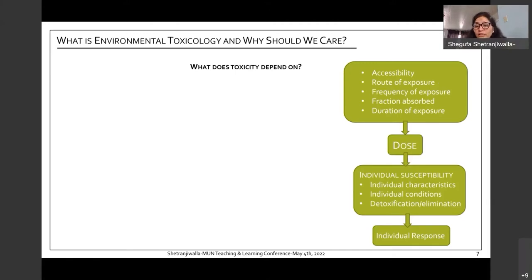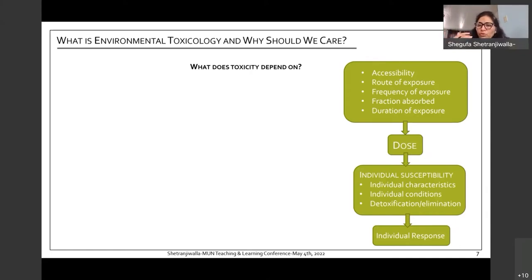So toxicity actually depends on how accessible the chemical is, which can become a toxicant to you. Is it being ingested? Is it being inhaled? Is it going through your skin as dermal penetration? And how frequently are you exposed through these routes? And finally, is it acute, long-term, chronic? And how much actual dose is absorbed by the body? All of that really defines what the toxic impact would be.